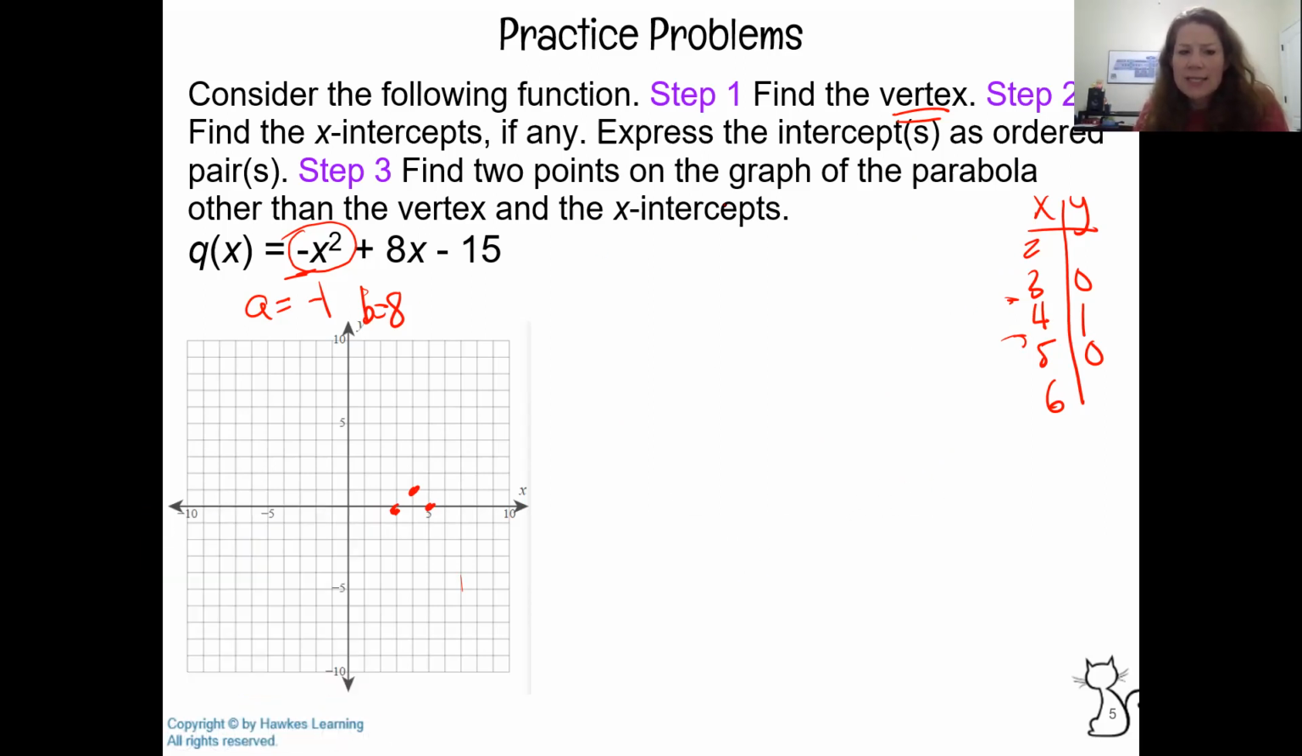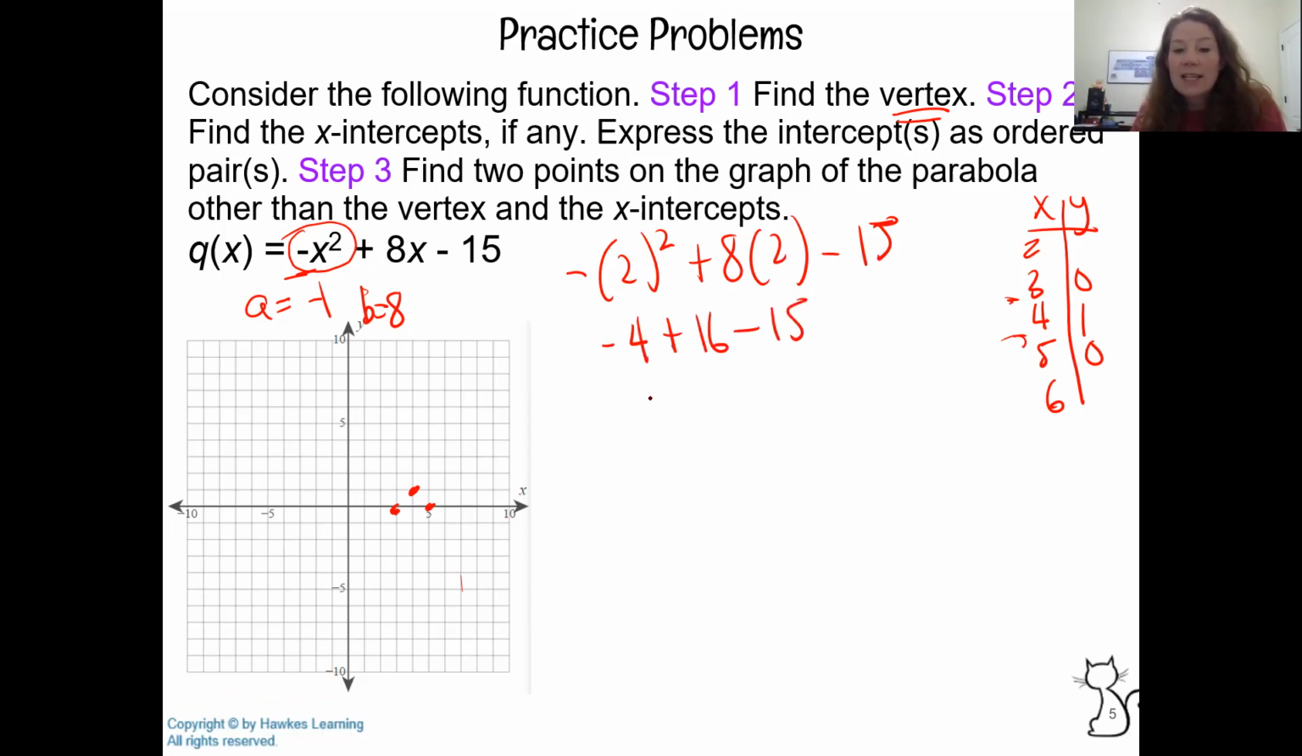All right, what about when x is 2? So we're going to say the opposite of 2 squared plus 8 times 2 minus 15. Well, the opposite of 2 squared is -4 plus 16 minus 15. And that would be what? 12 minus 15, which is -3. And I bet you when x is 6, y is also -3.